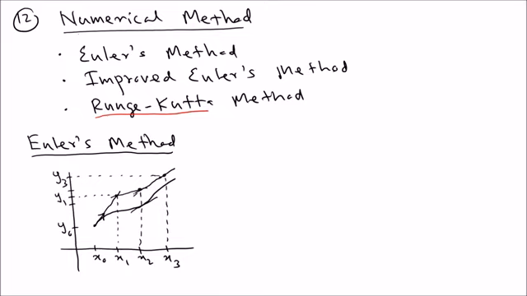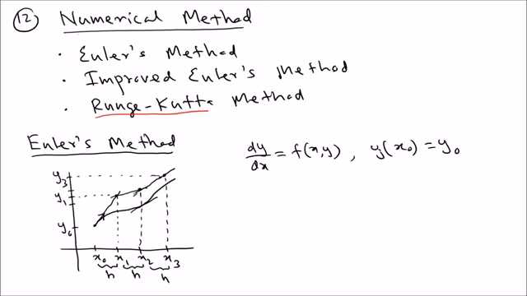What we normally do is divide this into equal subintervals, h, like that, and every time calculate the next point. What you are given is simply dy/dx = f(x, y). That means you know the slope at every point and also you know the starting point. Those are the only things you are given: the slope at every point and the starting point.